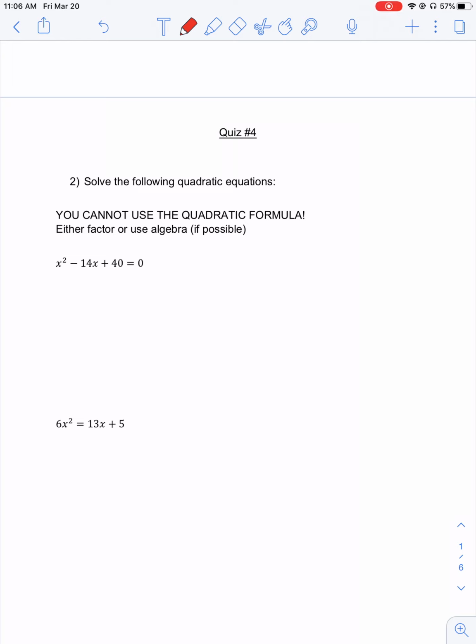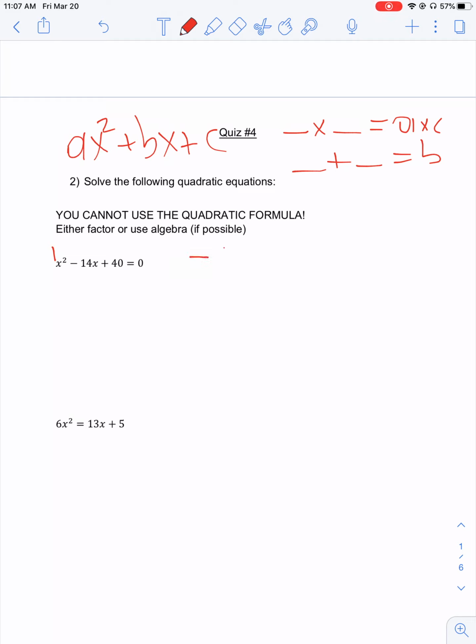Remember, a quadratic equation is ax squared plus bx plus c. So you're looking for two numbers that multiply to a times c and add up to the b coefficient. In this case, my a value, if it's not visible, is 1. So I'm looking for two numbers that multiply to 1 times 40, which is 40, and add up to my b coefficient, which is minus 14.